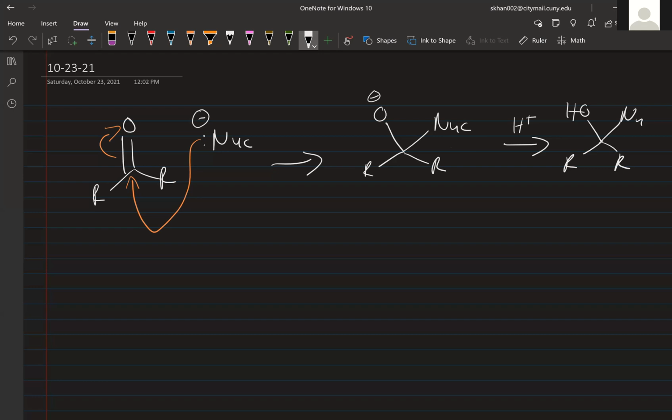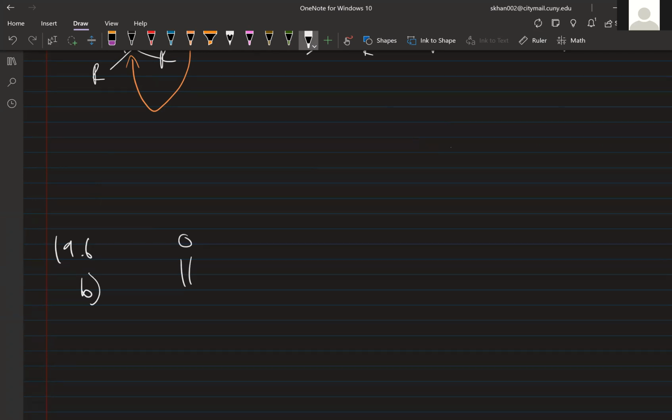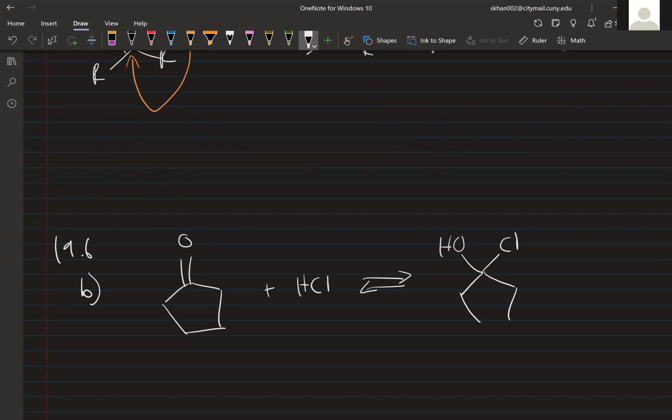acetals then. Actually, let me just do one problem to show off one point here, which is 19.6b, right? So you have this plus HCl, right? It's in an equilibrium with this halo alcohol or whatever you want to call it, right?